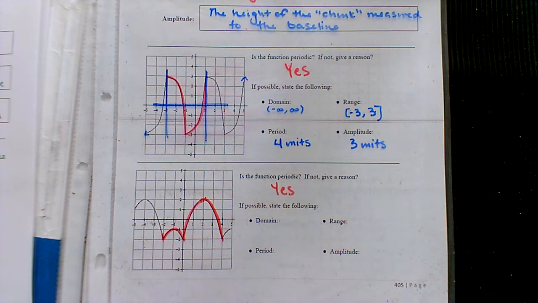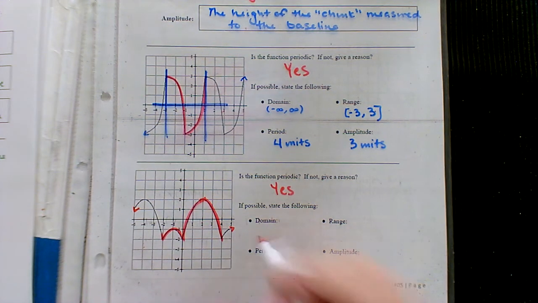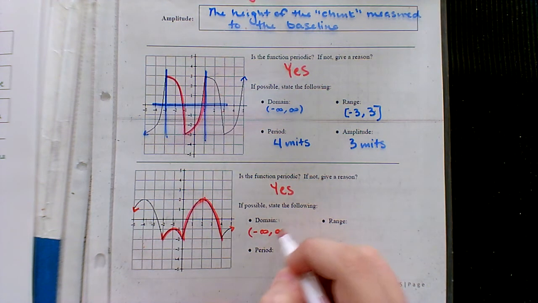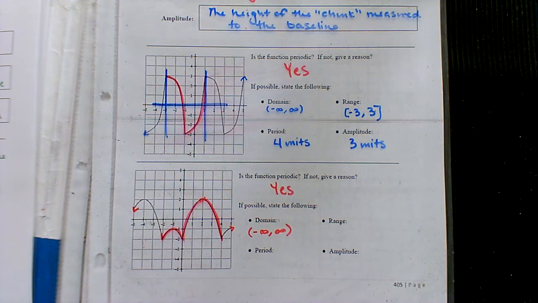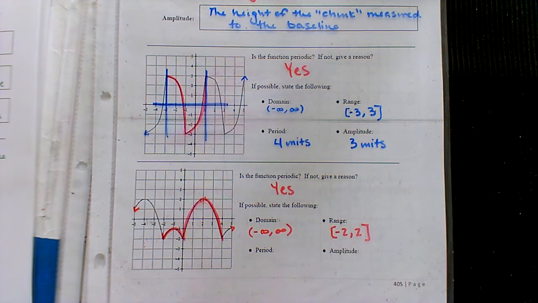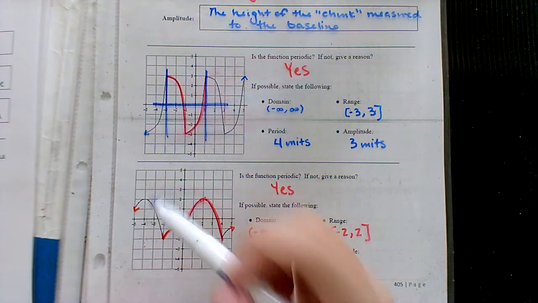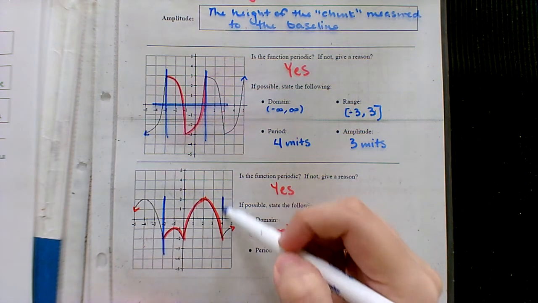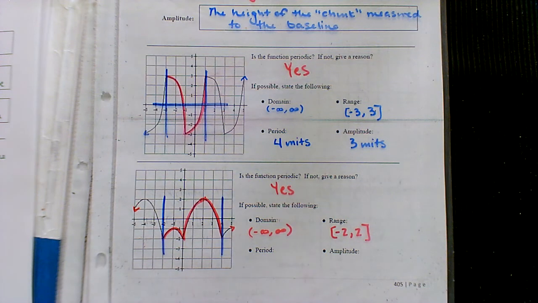All right, what about the domain of this periodic graph? How far left or right can it go? Perfect. All right, range. How far low to high? With brackets, perfect. All right, so that little chunk that you highlighted, how long is that chunk? What's its period? 6 units, good.